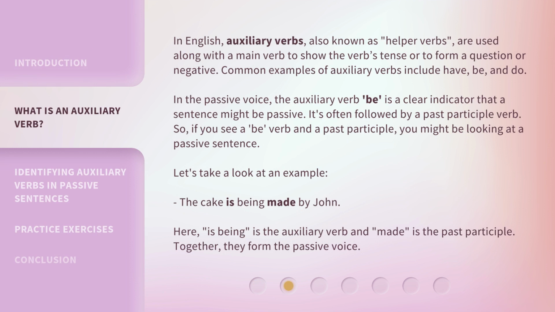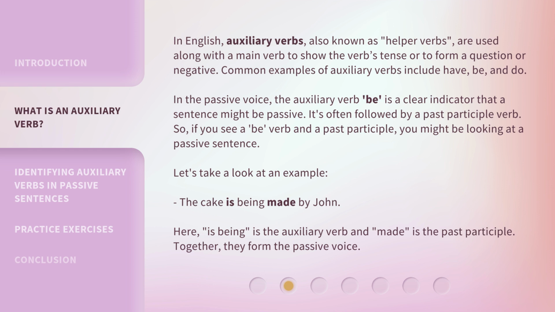In English, auxiliary verbs, also known as helper verbs, are used along with a main verb to show the verb's tense or to form a question or negative. Common examples of auxiliary verbs include have, be, and do.